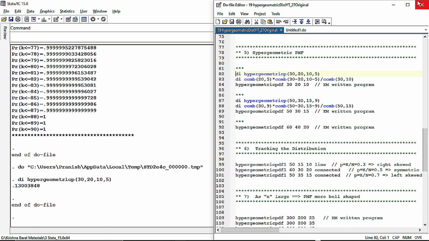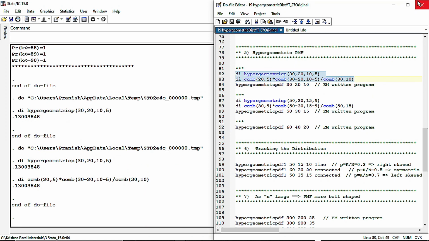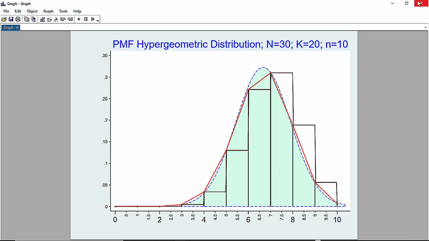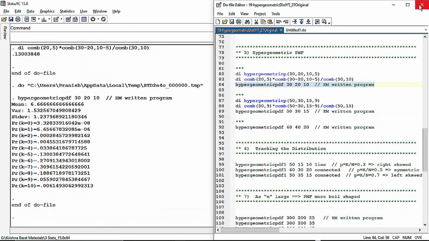It is 13%, and this is the generic or the real formula, a bunch of combinations together, and both of them should actually yield the same result. It is 13%, and a hypergeometric PDF. This is the user written program to generate the PMF of the hypergeometric distribution, and this is what we get. So 5, the value is somewhere over here, 14%, or was it 13%? Yes, right, it was 13%.